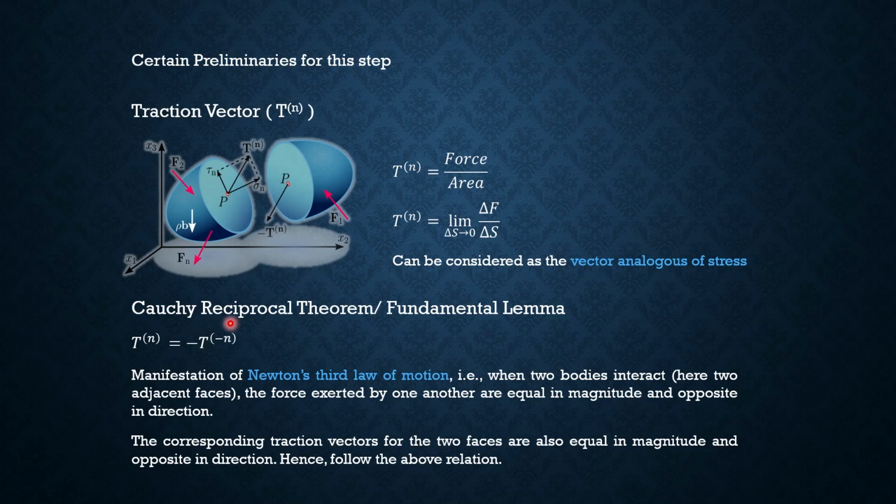And this shouldn't come as a surprise to us because this is nothing but the manifestation of Newton's third law of motion, according to which when two bodies interact, that is, in this case, two different faces, the forces that they exert on one another are equal in magnitude and opposite in direction, and hence even the traction vectors behave in a similar way and follow the above relation.